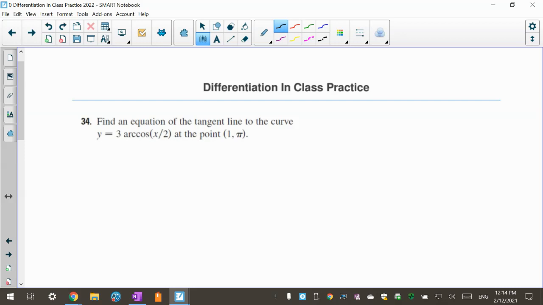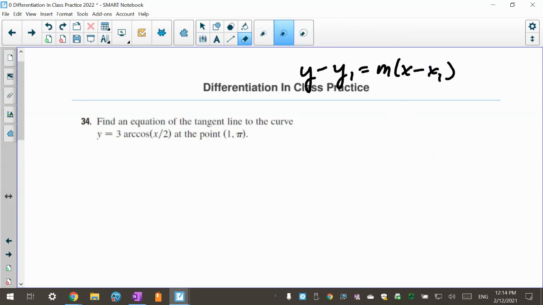Well, so I know I'm going to use eventually my tangent line. My point slope form here is what I love to use, my handy dandy point slope form. So we're going to eventually use that. And so we already have the point. The point 1 is going to go here and pi is going to be here. And we have to find the slope, which is the derivative. And this has an arc cosine or inverse cosine, however you want to look at it. So I'm going to start doing the derivative. And when we're done, we're going to plug in the 1 into the x part. And then we'll be able to have the slope.